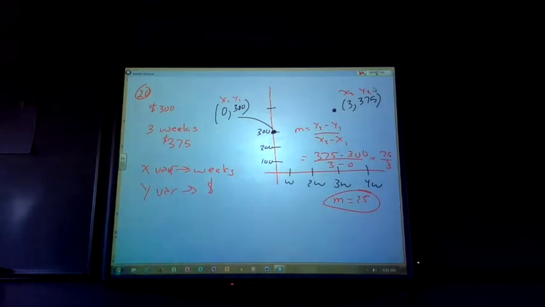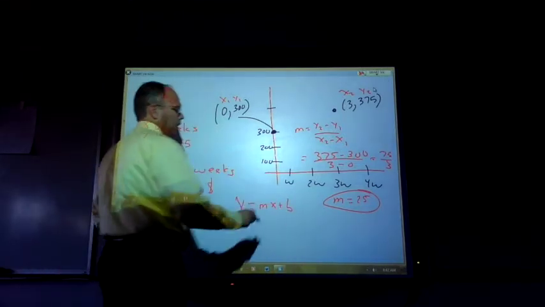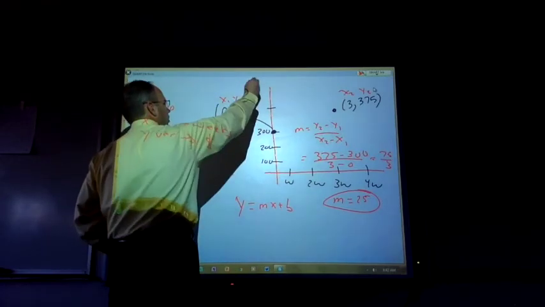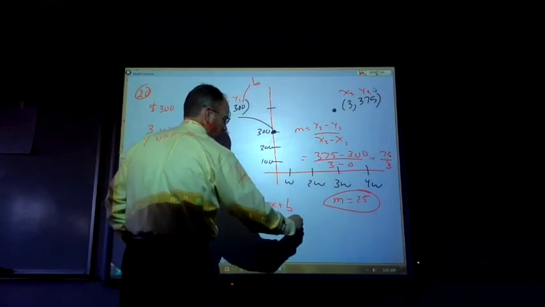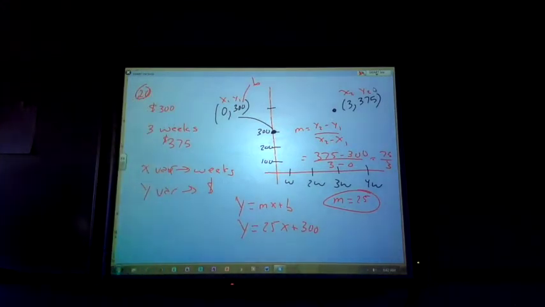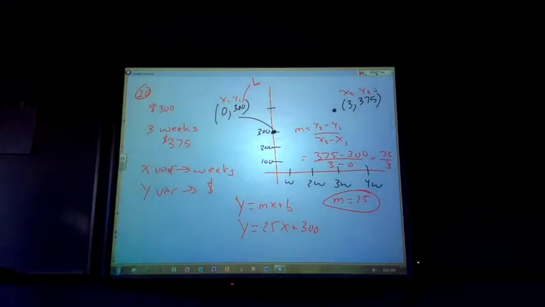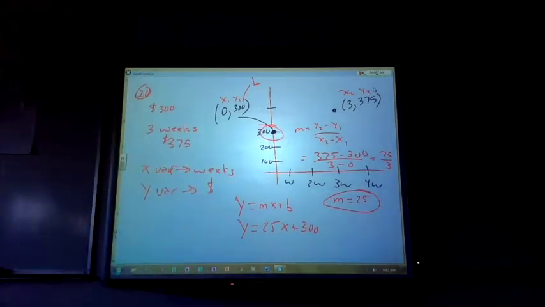Okay, what is my linear equation? Well, now I have my slope. I can use y equals mx plus b, or I could have plugged into point-slope. But this is my b value right here. So y equals 25x plus b, which is 300. Okay, what does the y-intercept mean? That's where I started my account. Grandma gave me a check for $300. I put it in the bank. Started my account. Now I'm going to put $25 a week away into the bank.